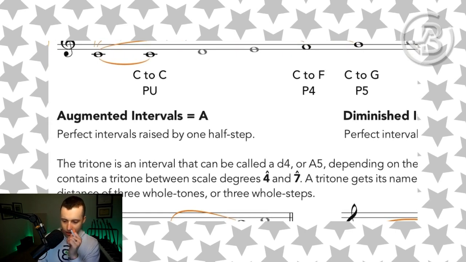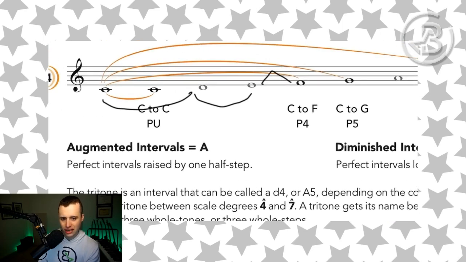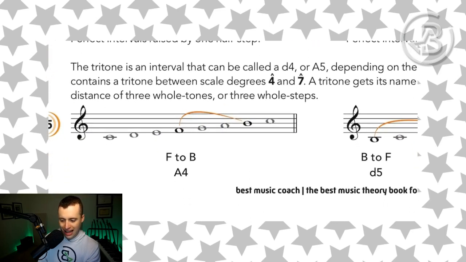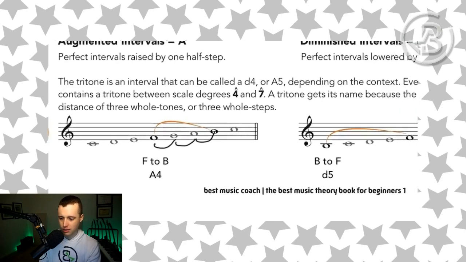So we can see that from C to F is going to be whole, whole, half. Whereas F to B is whole, whole, whole. So we're going up 4, just like we went up 4, C, D, E, F in the major scale, but we're going up 4 starting on F, F, G, A, B. But because we have that extra half step in there, that's why we're calling it augmented.